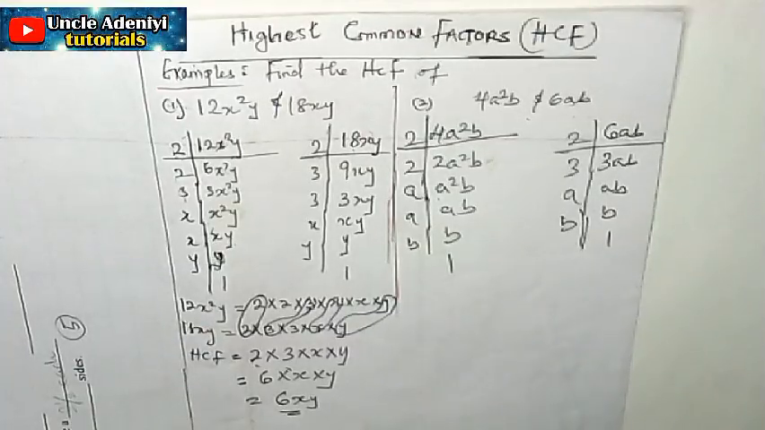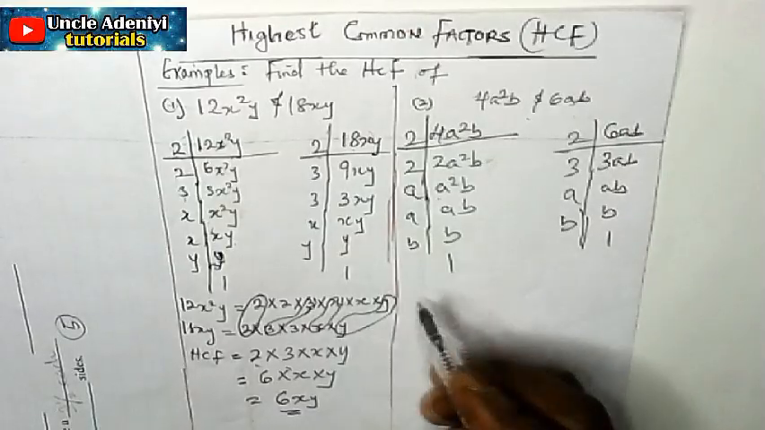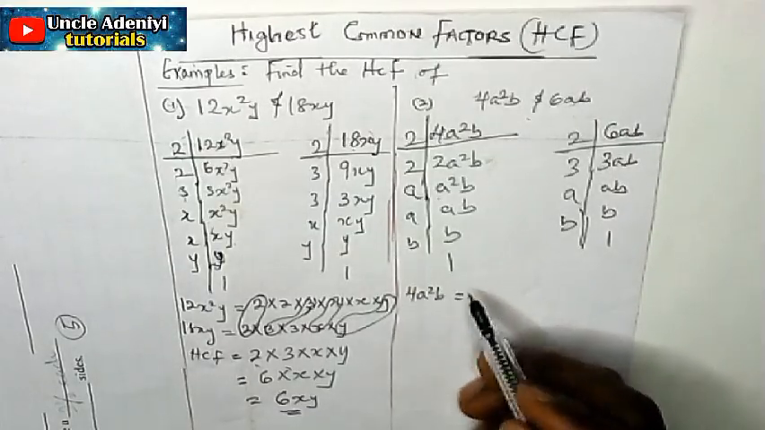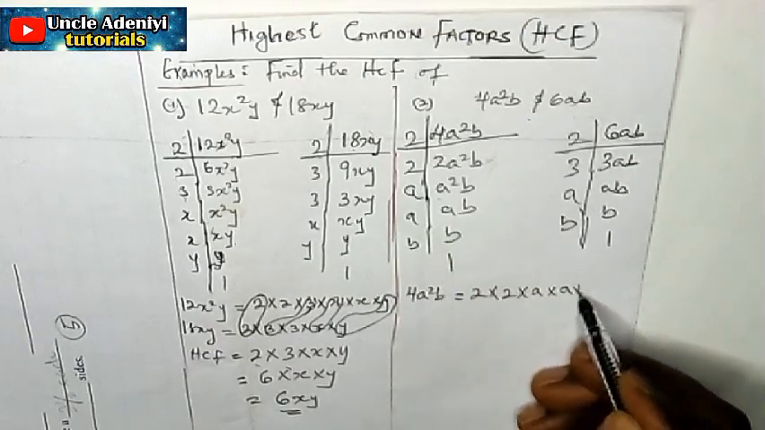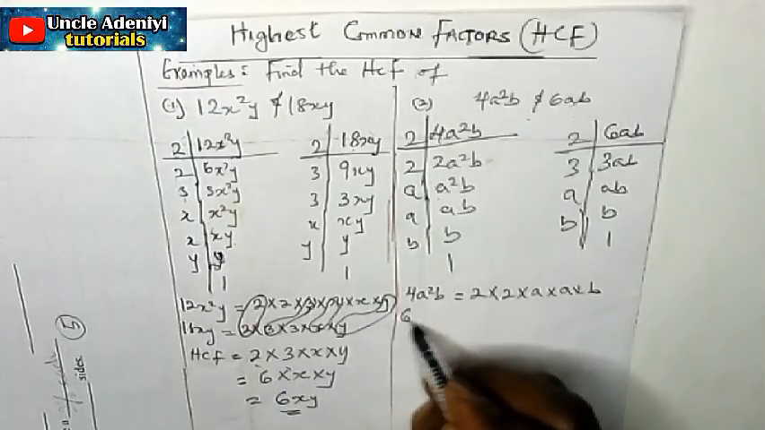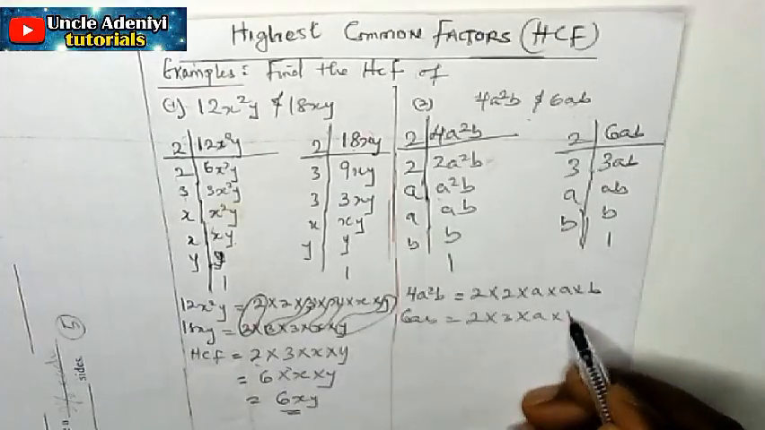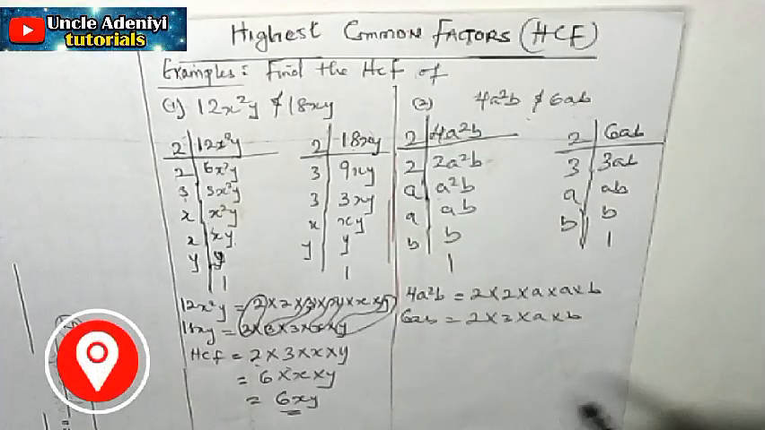So, hold on. Write your factors out. 4a squared b should now give what? 2 times 2 times a times a times b. Do you understand? So, 6ab gives what? 2 times 3 times a times b. You understand? So now let's look for the common factors.